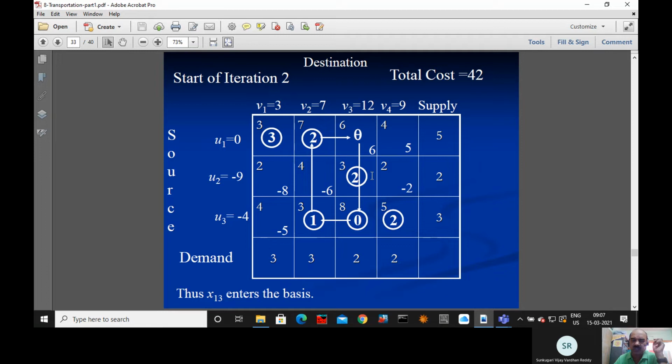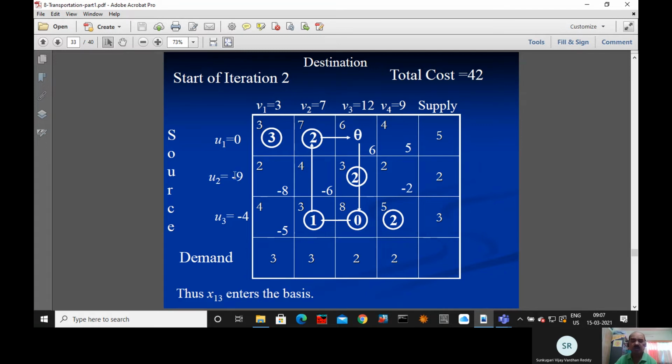Say what is the difference between ui plus vj minus cij. So we find with respect to cell 1, 3, the positive value we are finding, that is 6. With respect to cell 1, 4, ui plus vj minus cij is becoming 5. Then for the second row, all are fulfilled, and for the third row, all are fulfilled. So among these, one is 6, another is 5. So most positive is 6.